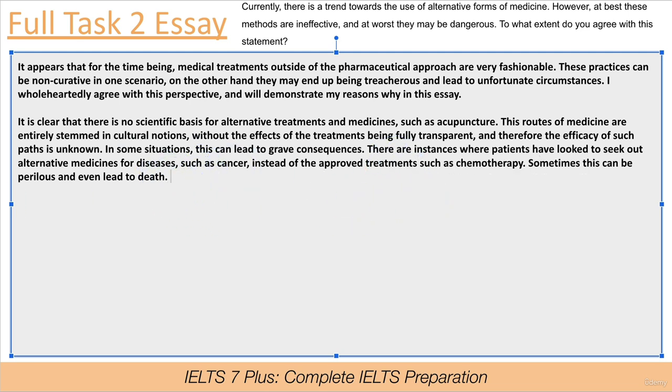All right, let's read this back and see how we feel about this one. It is clear that there is no scientific basis for alternative treatments and medicines, such as acupuncture. Then we have these roots of medicine are entirely stemmed in cultural notions without the effects of the treatments being fully transparent, and therefore the efficacy of such paths is unknown. In some situations, this can lead to grave consequences. There are instances where patients have looked to seek out alternative medicines for diseases such as cancer instead of the approved treatments like chemotherapy, sometimes this can be perilous and even lead to death. Okay, so we've outlined our first point here that there's no scientific basis.